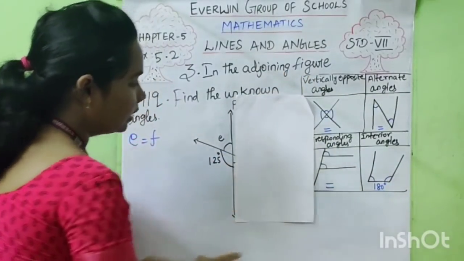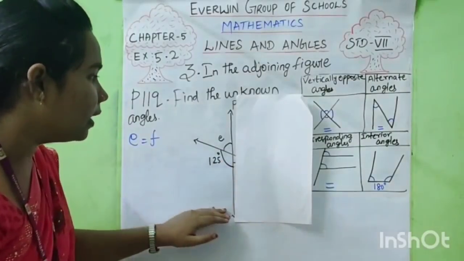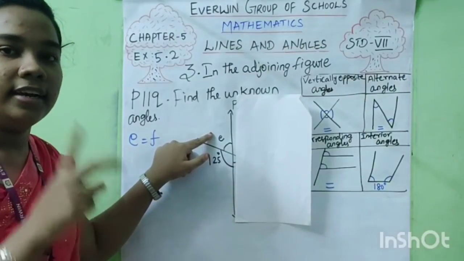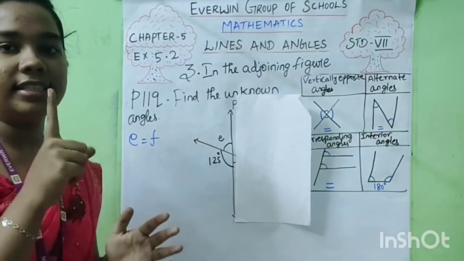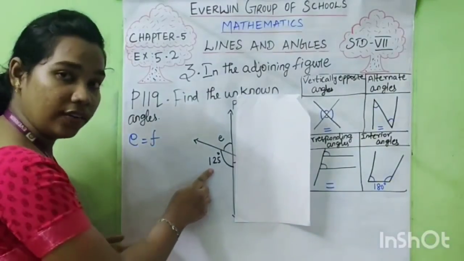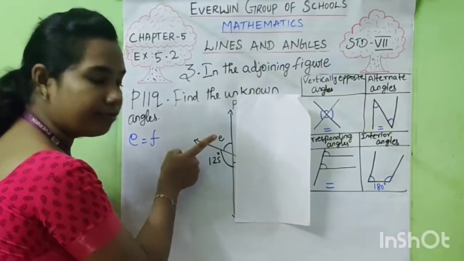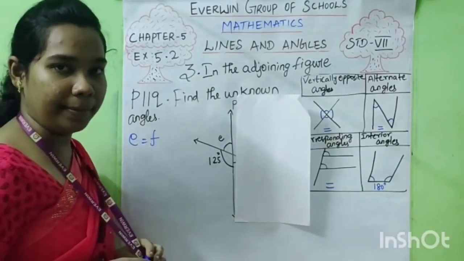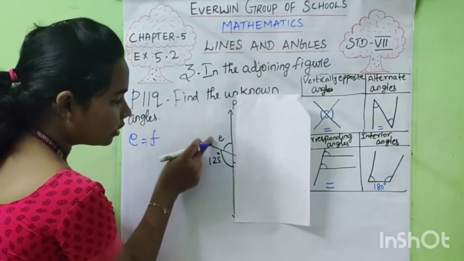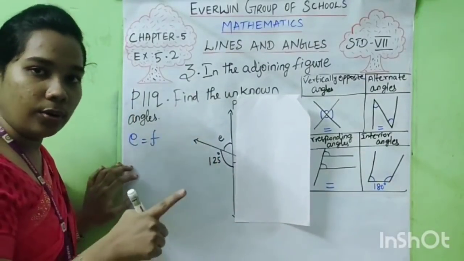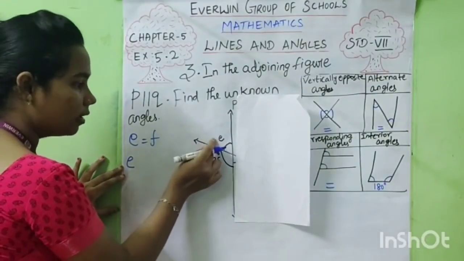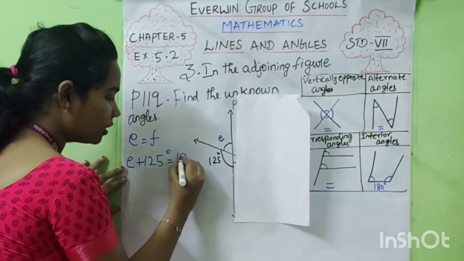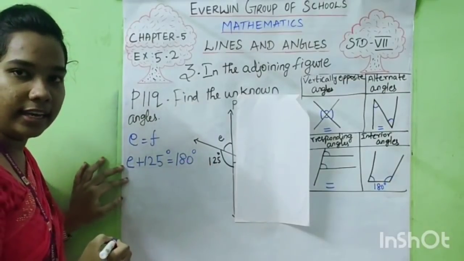Next I am going to hide F also. If I hide F, what is remaining? This 125 degrees and E. We know that the sum of two angles is supplementary. Here we have 125 degrees, and along with it if I add 55 degrees, this full angle is 180 degrees, that is supplementary. So E plus this 125 degrees equals the supplementary 180 degrees.